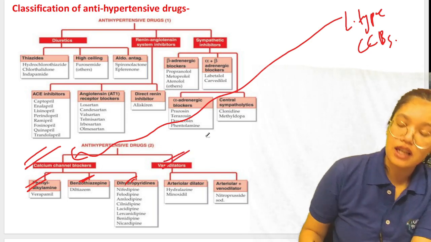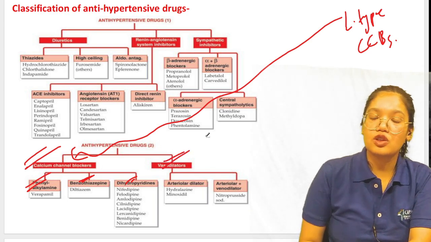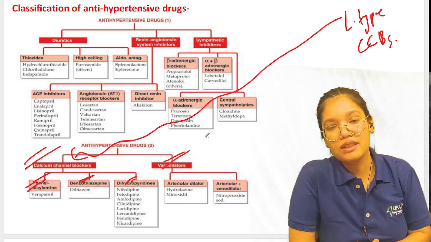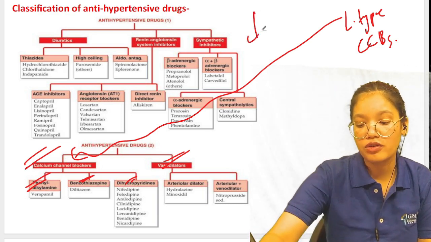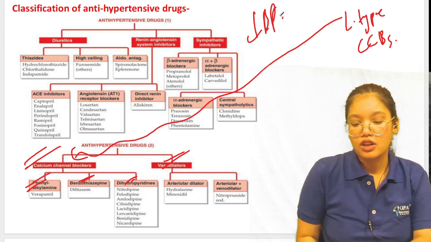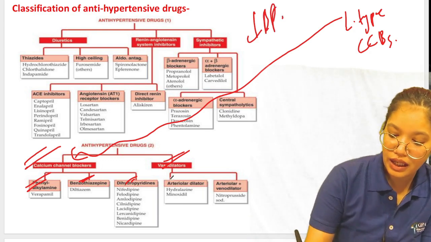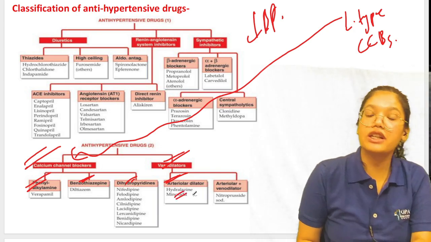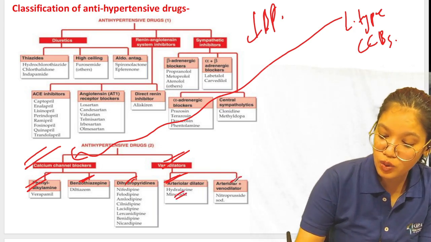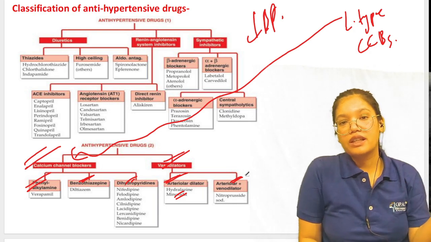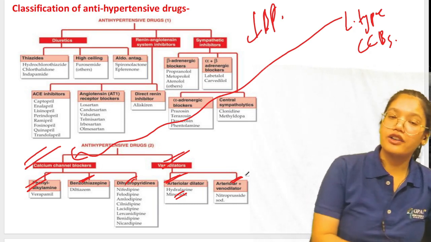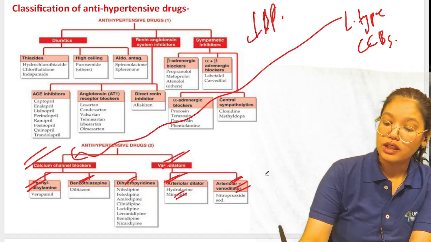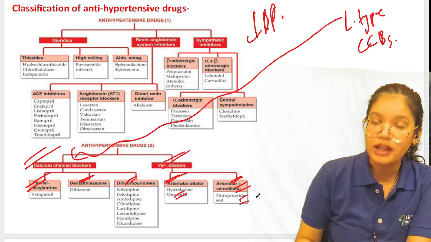Then the next class we have is the vasodilators. They basically act by dilating the blood vessels, which results in decreasing of the blood pressure. The arteriolar dilators basically dilate the arteries, like minoxidil or hydralazine. Then we have a non-selective one that dilates the arteries and the veins too, the venodilator, that is sodium nitroprusside.